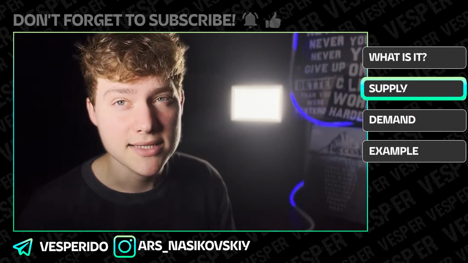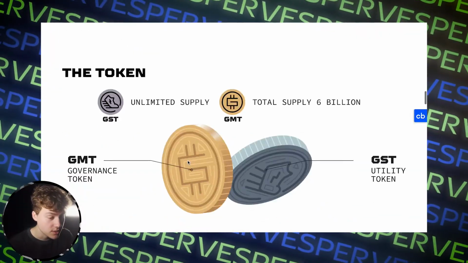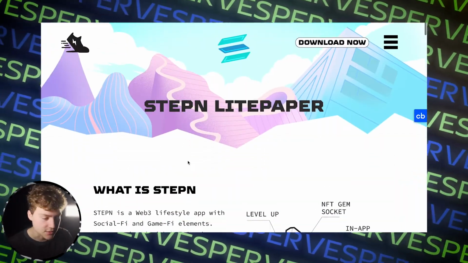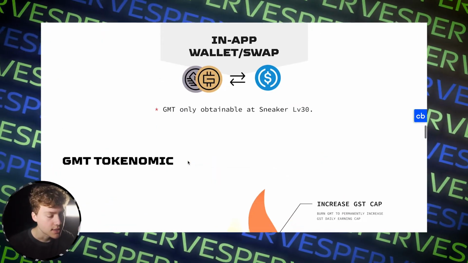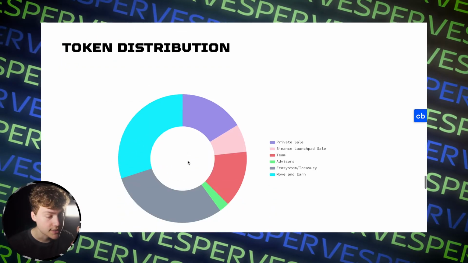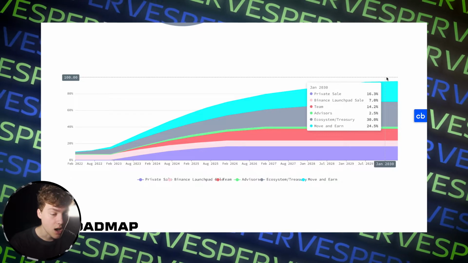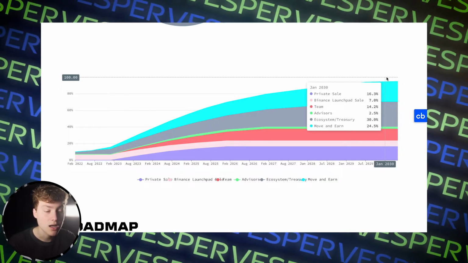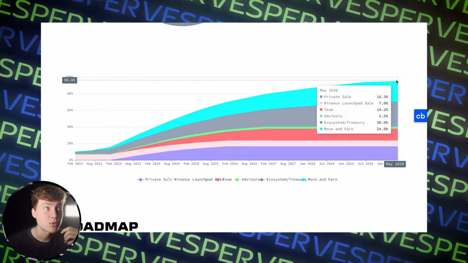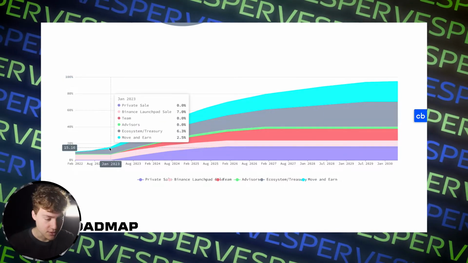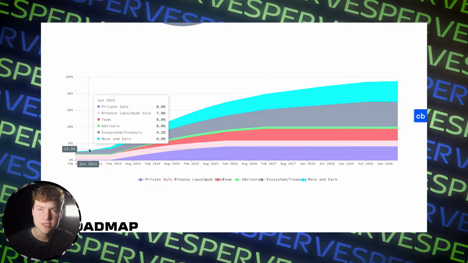Now let's come back to the first two examples that I mentioned in the beginning. The first one is Stepan, a really successful project. If you open its light paper and scroll down to the part where it describes its token distribution, here you can see the point where 100% of all of the tokens are released. And this will happen only in 2030, which is almost 8 years from now. And right now we're at the point where only about 14% are released.